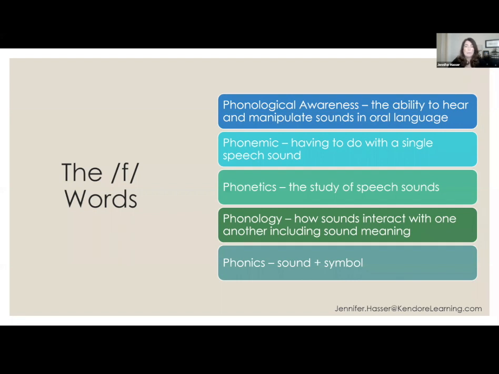So at that phoneme level, at that individual level. When people say phonemic awareness, they're talking about that individual sound. Phonological awareness is more all-encompassing. Phonetics is the study of speech sounds. Phonology is how those sounds interact with one another, including sound meaning.